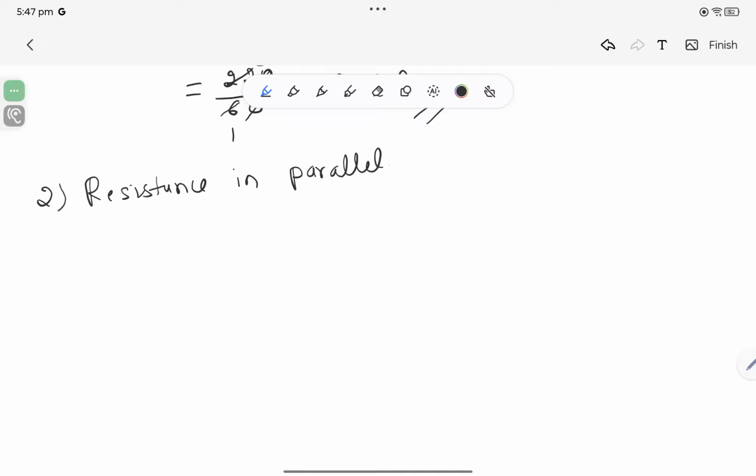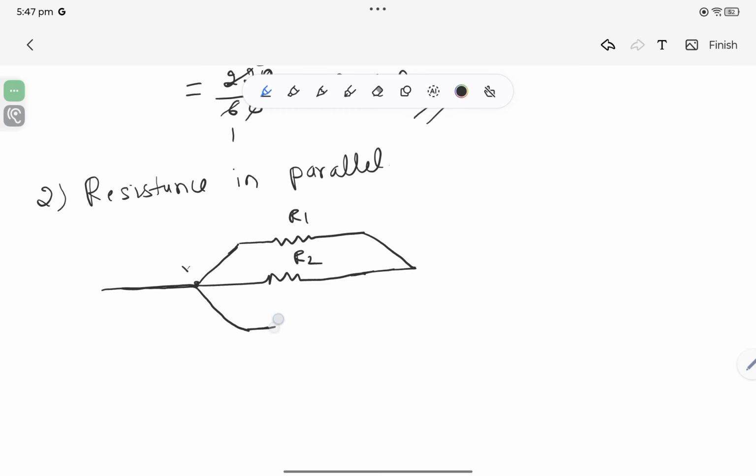See here, this is one terminal, from here to this is R1. This is R1, R2, this is another resistance connected to the terminal, R3. Let us call this one terminal, this is the other terminal. This is connected to a battery.